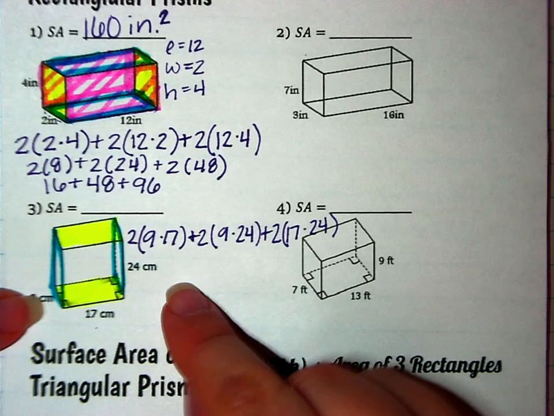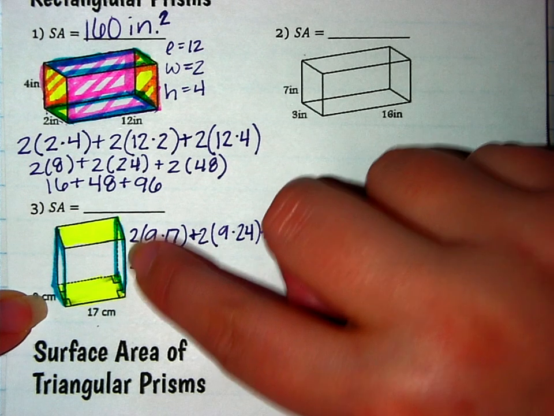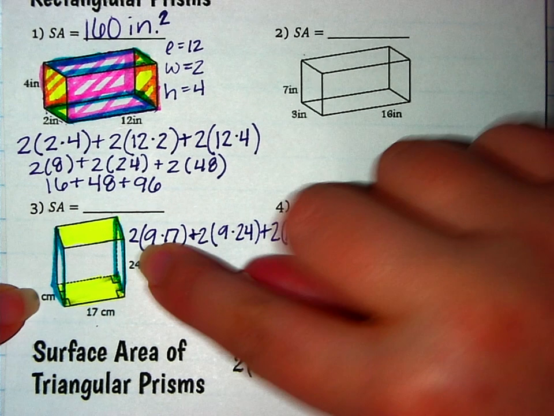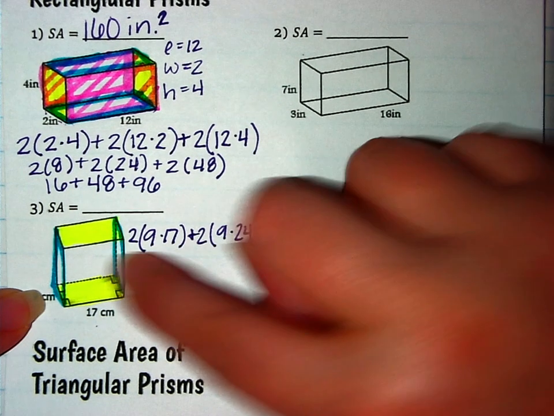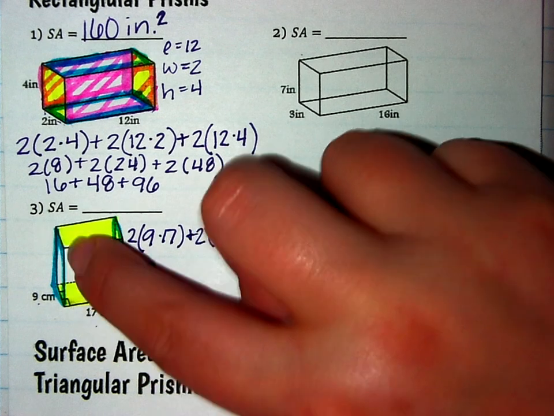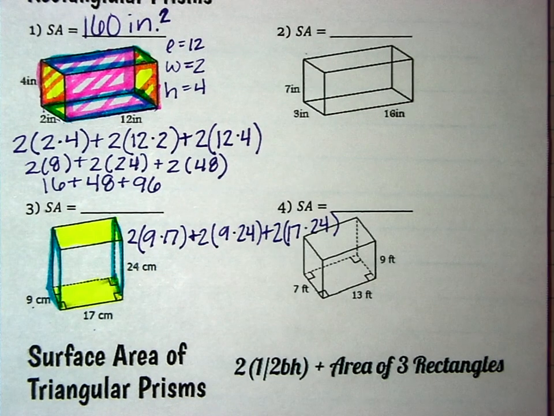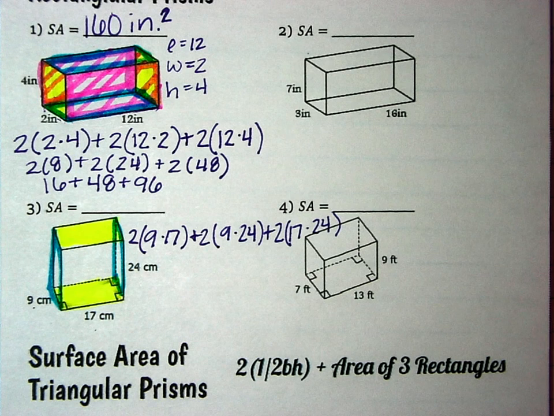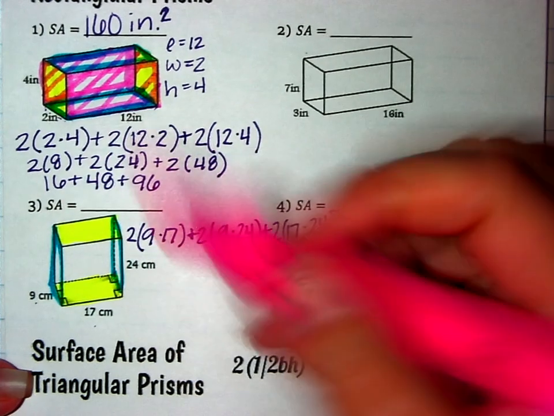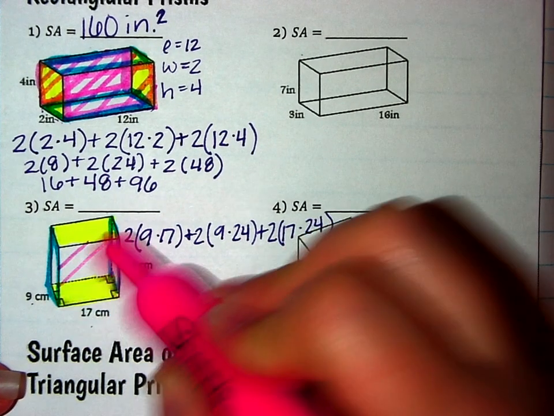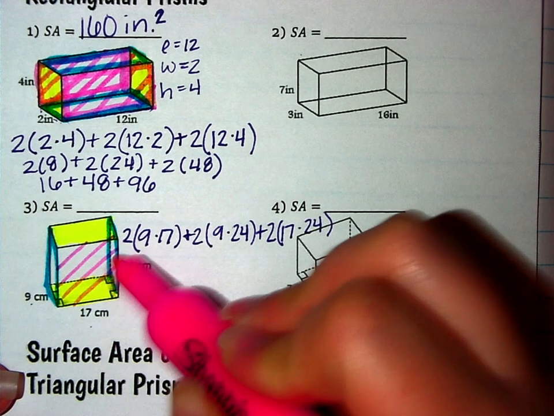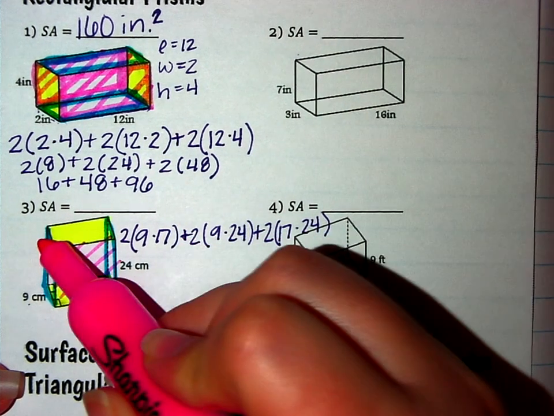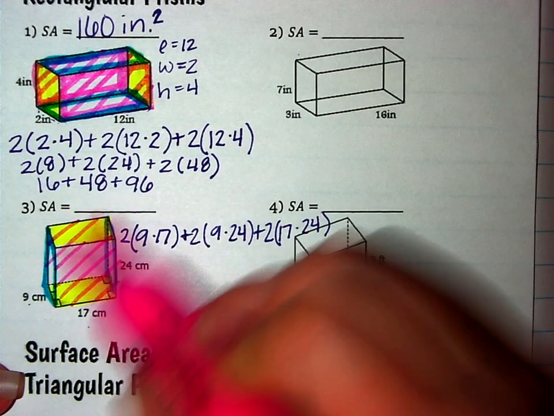So we have a 9 here and a 24 there. So it took my eyes a second to see it, but if that's a 24, then this is also a 24. So that would be the rectangles on the left and the right. And then the 17 by 24 are the rectangles in the front and in the back. So we have this one in the front and also similar in the back.